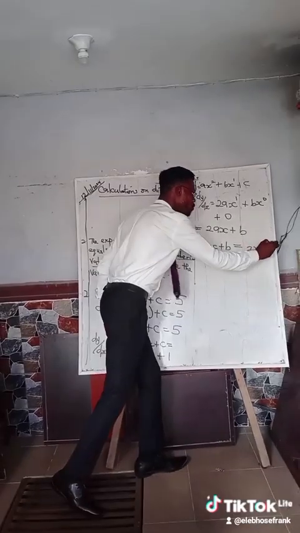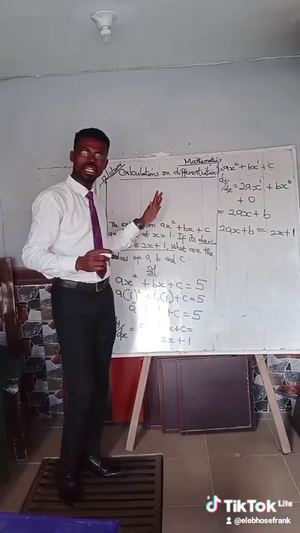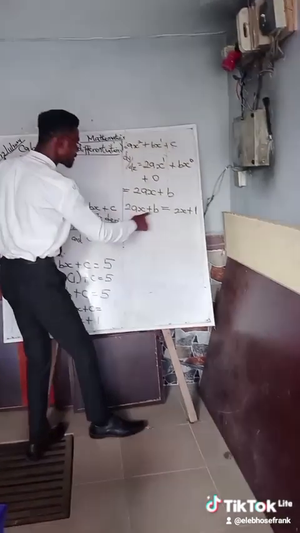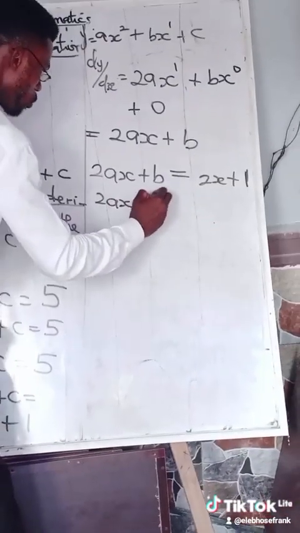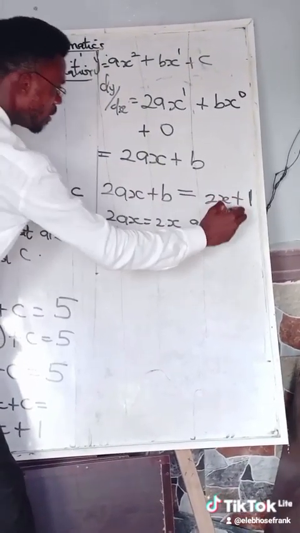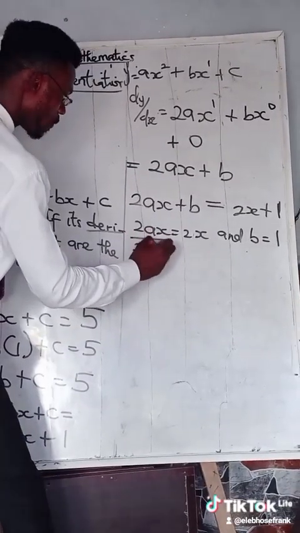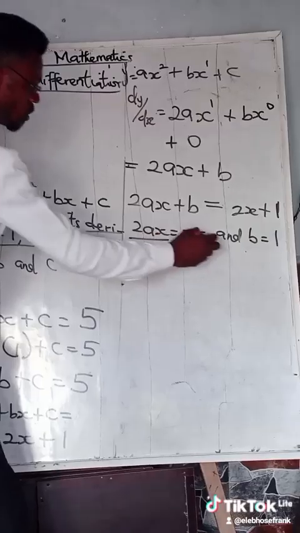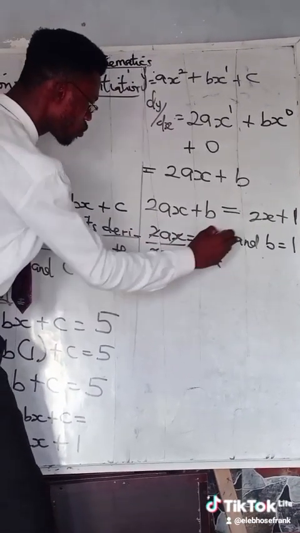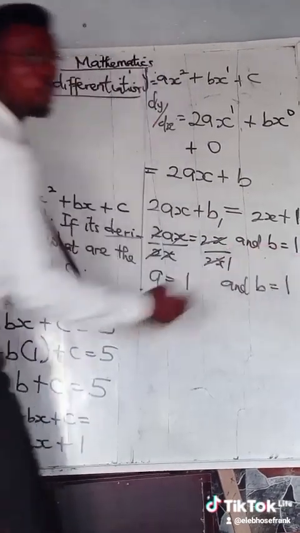Now, what do we do now? We compare. When you are told the left equation equals the right equation, you compare to get your variables. Now, that will mean 2ax is equal to 2x, and b equals 1. Now, if 2ax equals 2x, I can get a by dividing both sides by the coefficient of a, which is 2x. So this takes care of this, and I'm left with a. So a is equal to 2x over 2x, which gives me 1. So a is 1 and b is 1. The value of a equals 1 and the value of b equals 1.